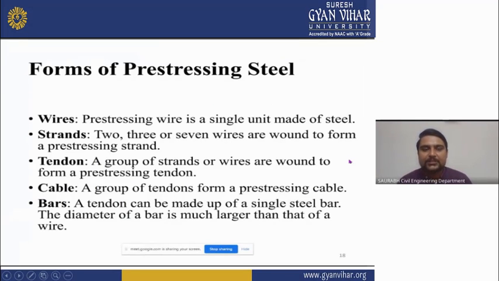Now we will see the forms of prestressing steel. First is wire, which is a prestressing wire, a single unit made of steel. Strand: two, three or seven wires are wound to form prestressing strands. And there is also tendon, a group of strands or wires wound to form a prestressing tendon. There is cable, a group of tendons forms a prestressing cable. Bar: a tendon can be made up of a single steel bar. The diameter of a bar is much larger than that of a wire.